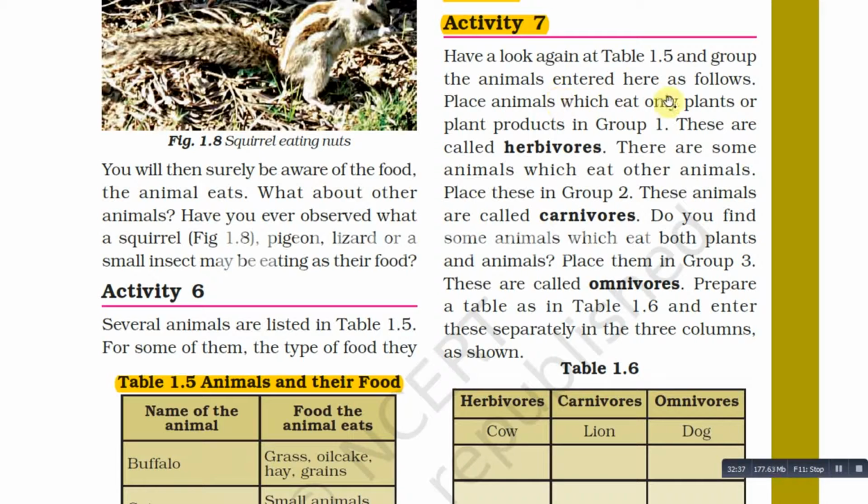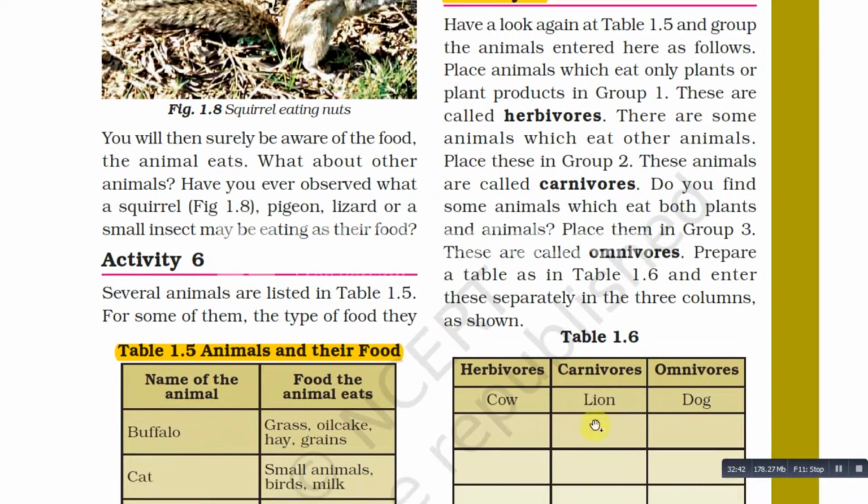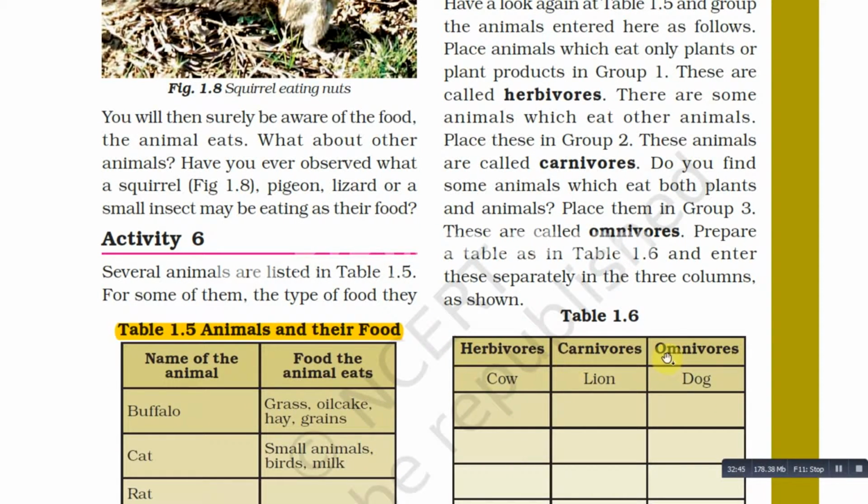Place animals which eat only plants or plant products in group 1. There are three groups: herbivores, carnivores, and omnivores. These are called herbivores. So what did you understand? The animals which use only plants and their products as their food are called herbivores. This cow is a herbivore. Cow doesn't eat other animals or animal products also. So cow is a herbivore.